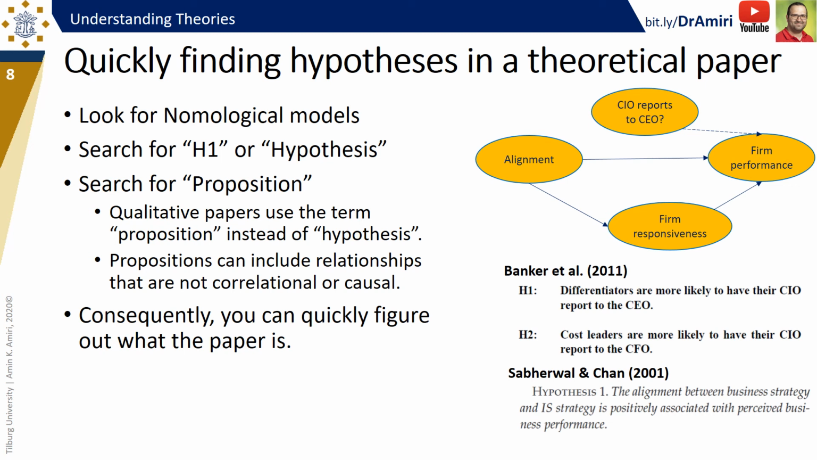An important skill that you need for this class is to be able to quickly find hypotheses in a theoretical paper. So my suggestion is to just skim the paper, try to look for nomological models. If you don't see rectangles or ovals with arrows in a figure, that means we don't have a nomological model in this paper. Then you'd better search for terms like hypothesis or H1, H2 to quickly find the hypothesis.